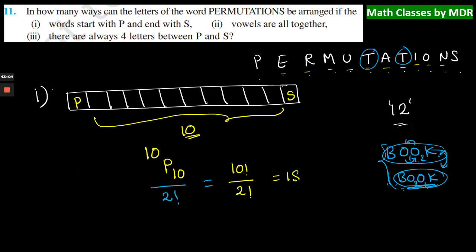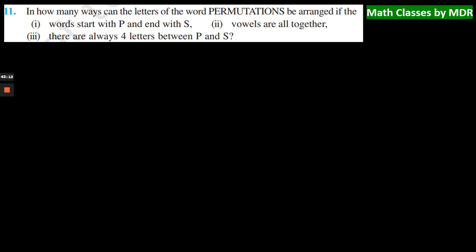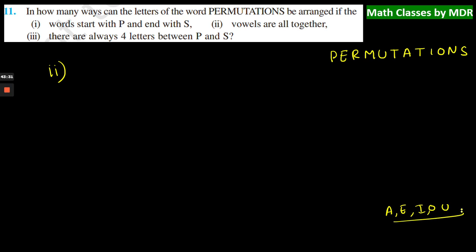On simplifying this, you'll get 1814400 words. Now let's see the second one. All vowels are together. So when vowels are all together, how many vowels are there in PERMUTATIONS? P, E, R, M, U, T, A, T, I, O, N, S. We know that vowels are nothing but A, E, I, O, U. Right? A, E, I, O, U are known as vowels. Let's see how many vowels are there. E is a vowel here. U is a vowel here. A, I, O. All vowels are there.